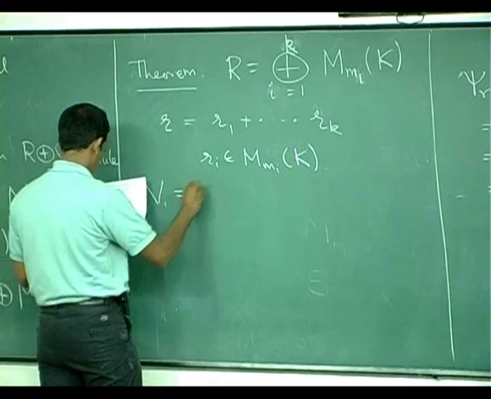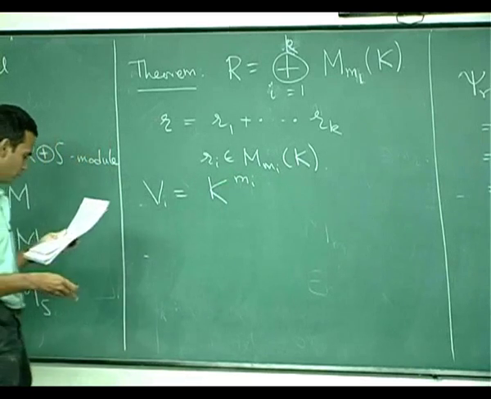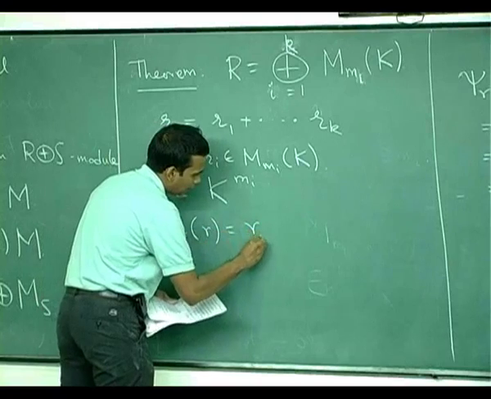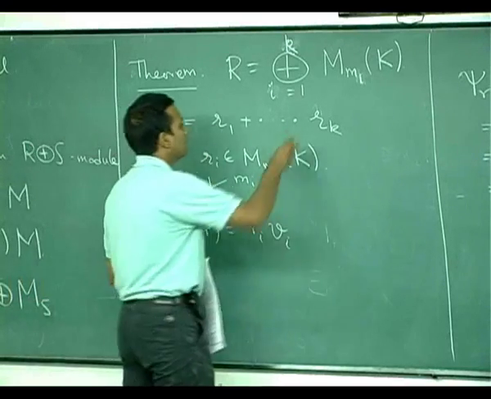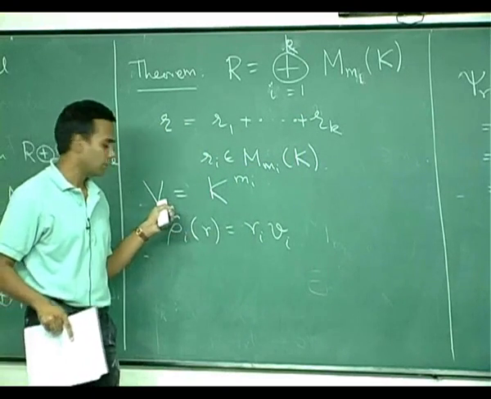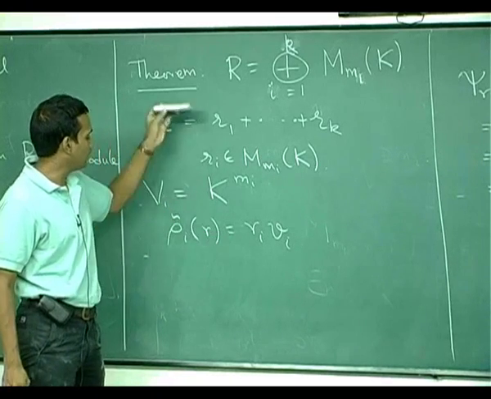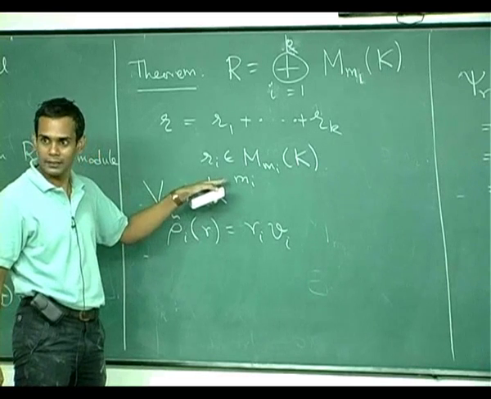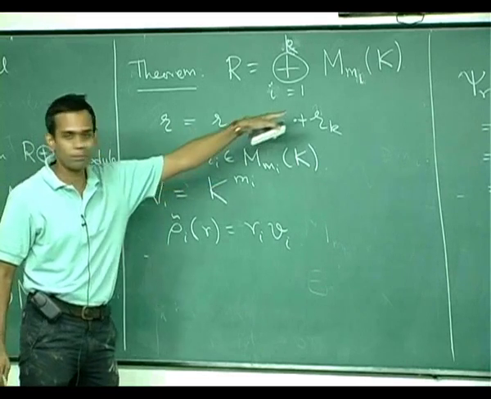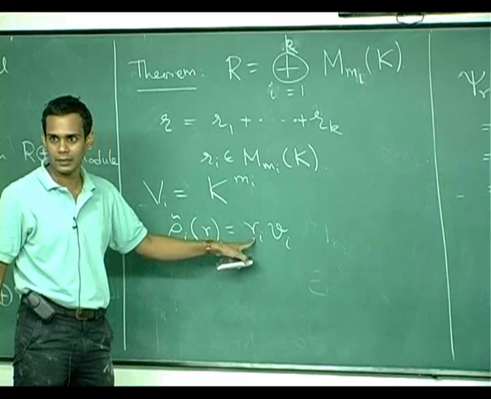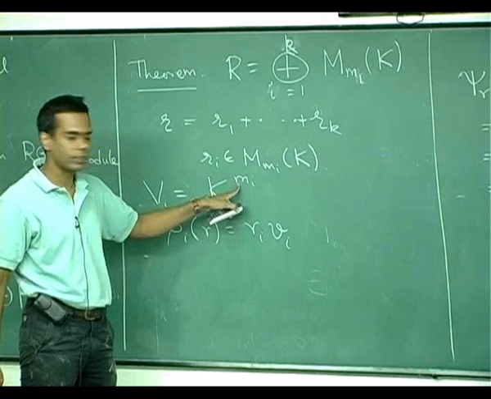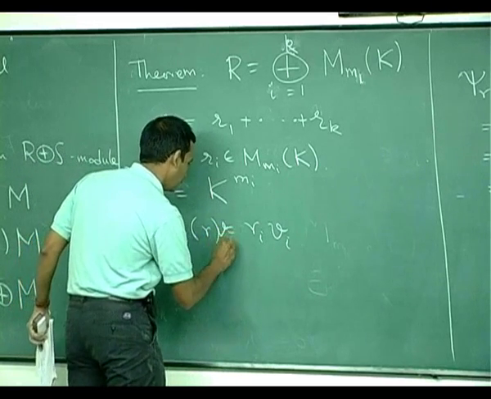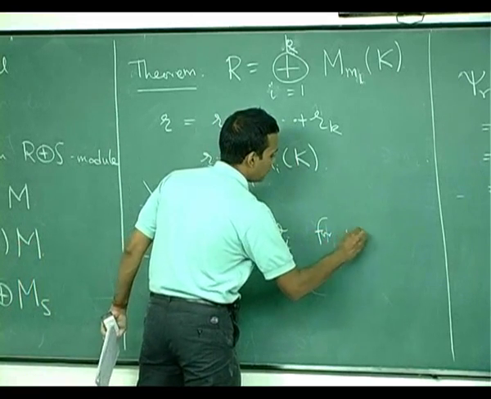Now let Vi be just k to the power m_i, but I want to think of it as an R module. So I'll think of it as an R module as follows: rho_i tilde of r applied to vi is ri vi. So only the ith matrix algebra acts non-trivially on Vi. So here I've defined for you an R module. The space is Vi, which is just k to the power m_i, and the action is this: r, which has a decomposition like this, will act by the ith summand. Okay, so I've defined for you an m_i dimensional R module, where rho_i tilde of r acting on vi is ri vi for all vi in Vi.